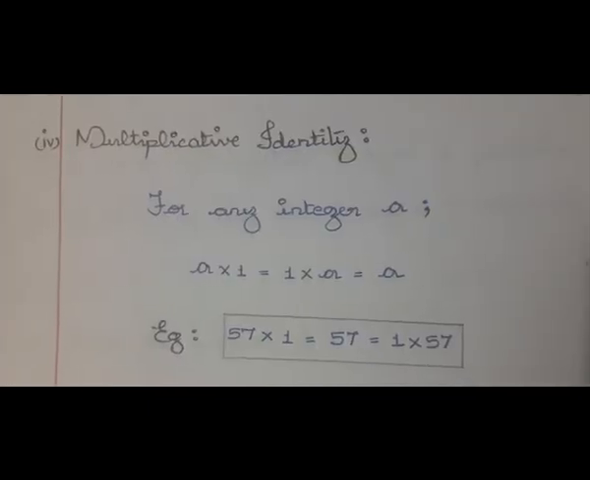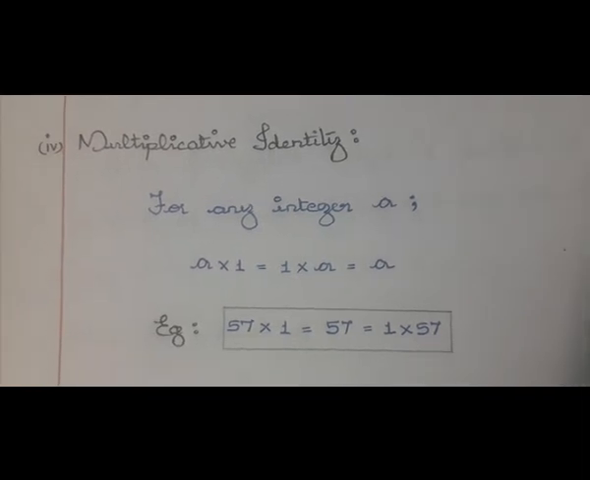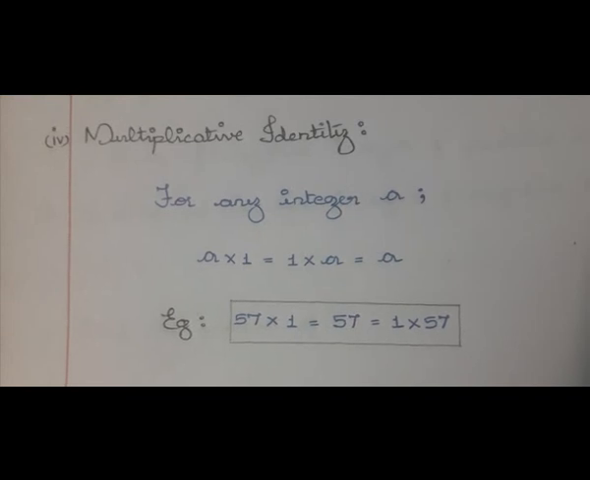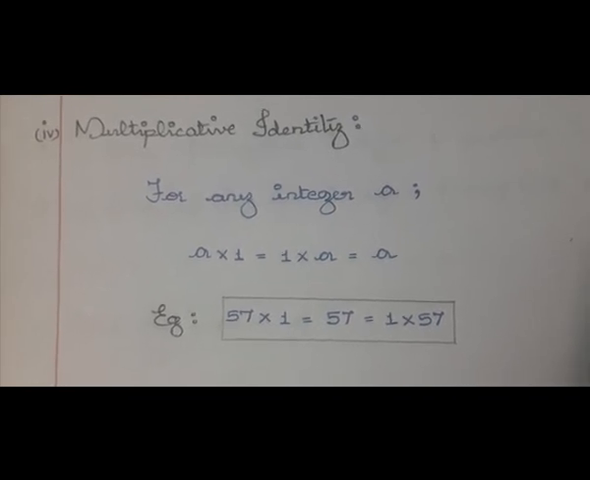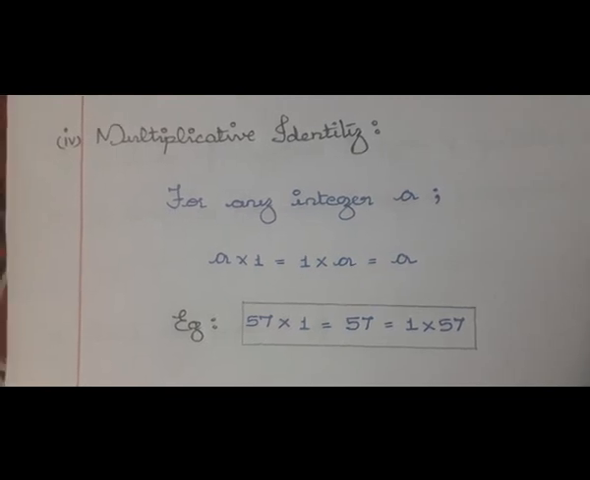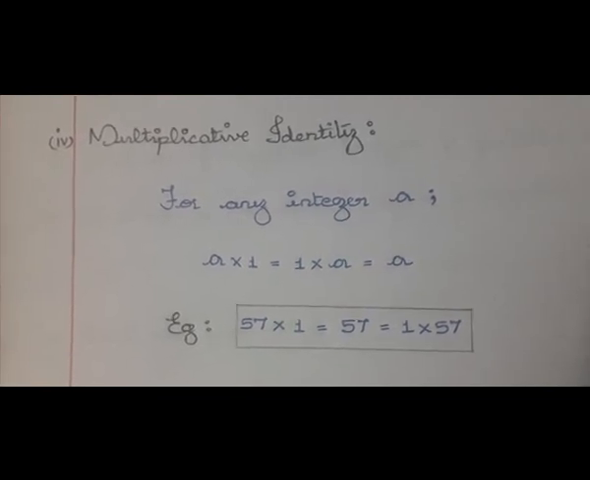Fourth property, multiplicative identity. For any integer a, a into 1 is equal to 1 into a, which is equal to a. That means that when you multiply any integer with 1, or 1 into any integer, you will get the same integer as the answer.